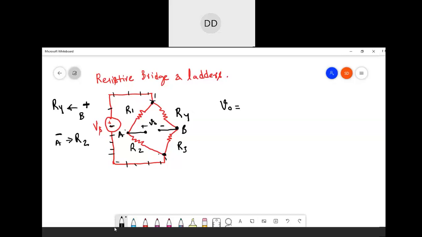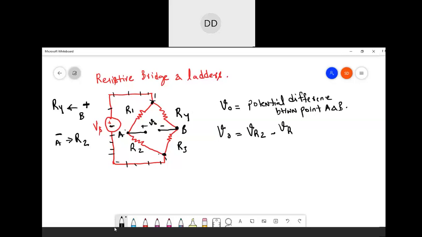V0 is the potential difference between point A and B. So what would be the potential difference between point A and B? If we see clearly, it would be VR2 minus VR4.